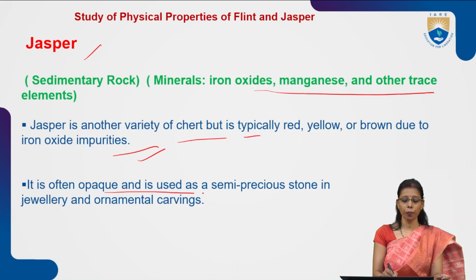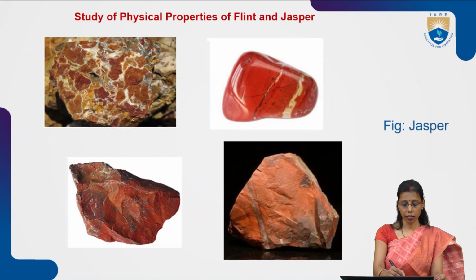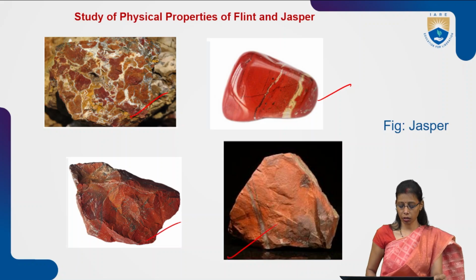Now it is often opaque and used as a semi-precious stone in jewelry and ornamental carvings. Jasper has different colors. It has a luster and looks basically like a decorative stone. So this kind of mineral or stone is used in ornaments or ornamental carvings. Now this is how the jasper looks. You can see it comes in different colors where it can be used as ornaments or jewelry or decorative items.